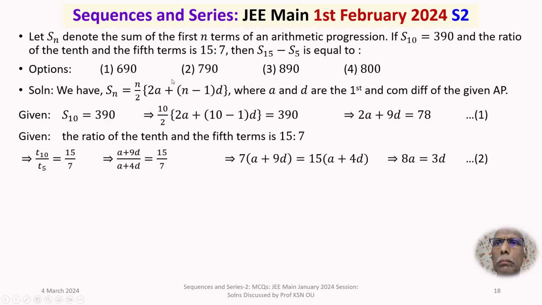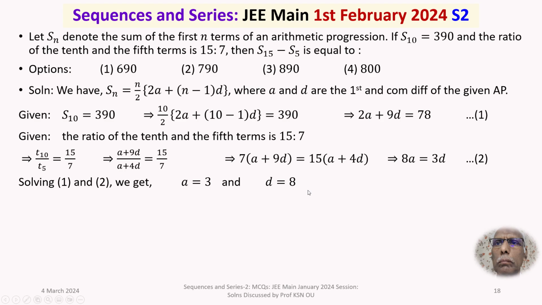T10 is a + 9d and T5 is a + 4d, so (a + 9d)/(a + 4d) = 15/7. Cross multiplying, you will get 7(a + 9d) = 15(a + 4d), and simplifying, you will get 8a = 3d. So this is the second equation. Thus we have two equations in two unknowns a and d, and we know how to solve them. On solving, we get a = 3 and d = 8.